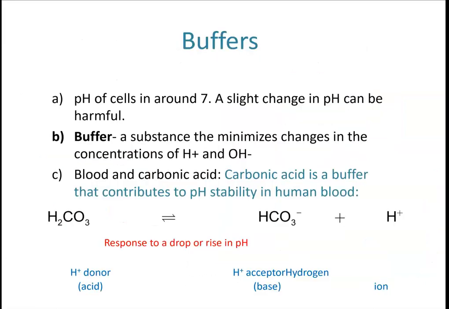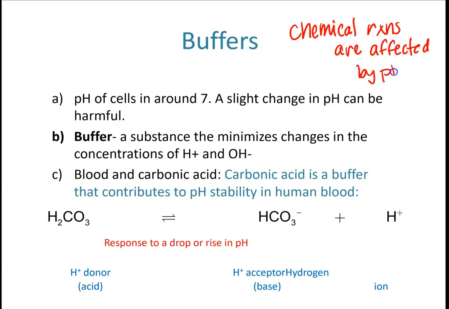All right, so the pH of our cells is right around 7, and it needs to stay there because chemical reactions are also affected by pH. There are lots of biochemical reactions that are required for life that are happening in our cells. So they have to happen at a very specific pH, often around neutral. And a slight change in pH can be harmful because it can disrupt cell membranes, it can disrupt cell processes.